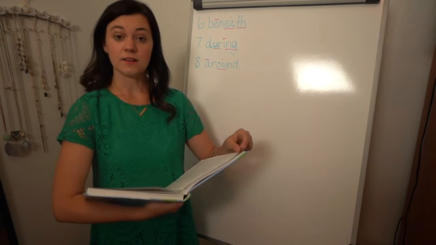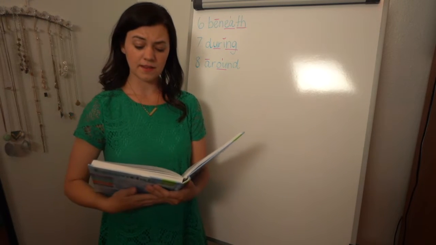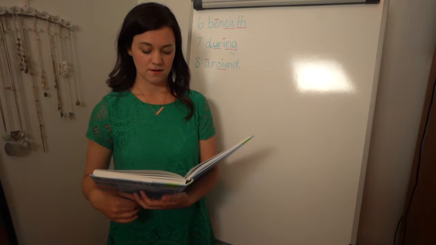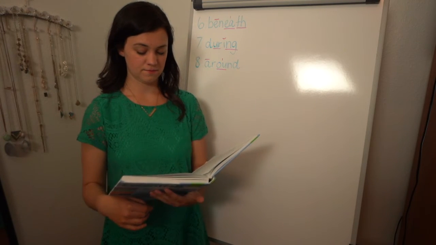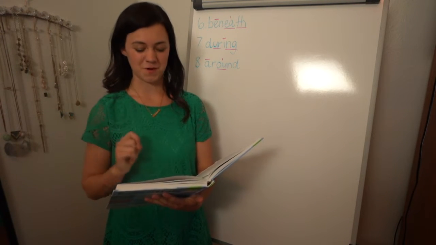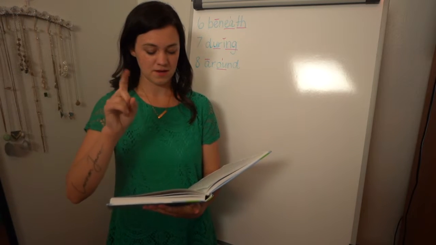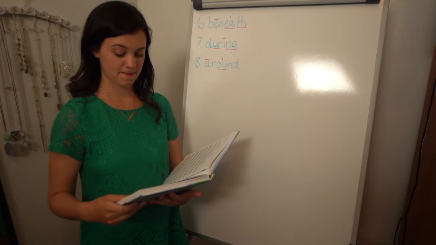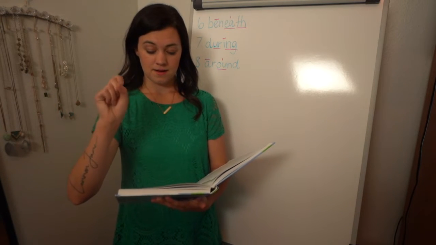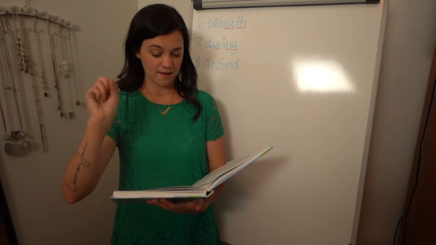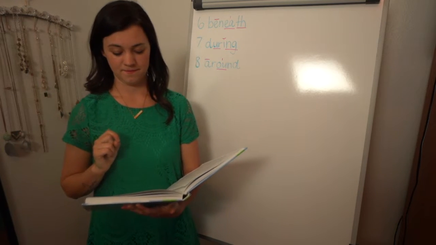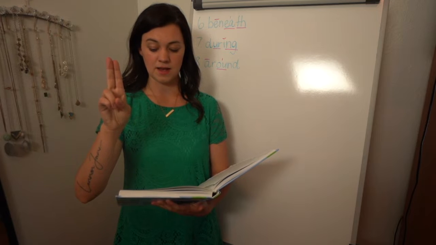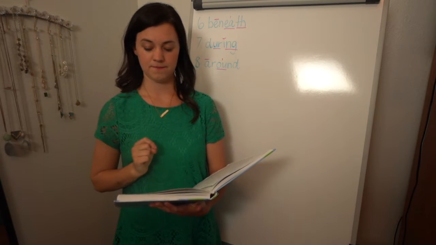Okay, number 9 is near. There is a lighthouse near my house. Near. How many syllables in the word near? Yep, just 1. Near. I'm going to finger spell it for you. N, E, er. Go ahead and try to write it. N, E, use E-A, er. One last time. N, E, use E-A, er.